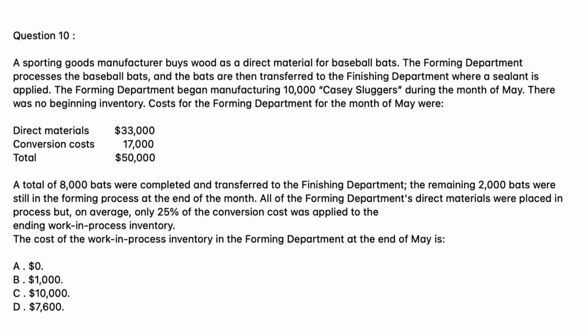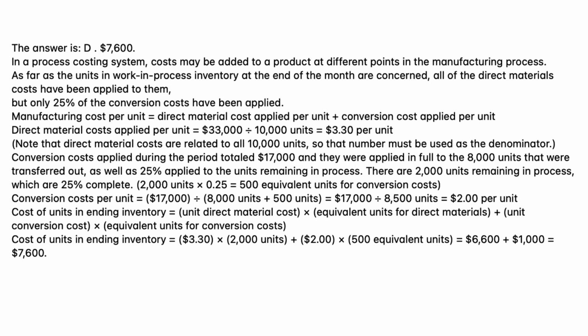A total of 8,000 bats were completed and transferred to the finishing department. The remaining 2,000 bats were still in the forming process at the end of the month. All of the forming department's direct materials were placed in process, but, on average, only 25% of the conversion cost was applied to the ending work in process inventory. The cost of the work in process inventory in the forming department at the end of May is A. $0. B. $1,000. C. $10,000. D. $7,600. The answer is D.